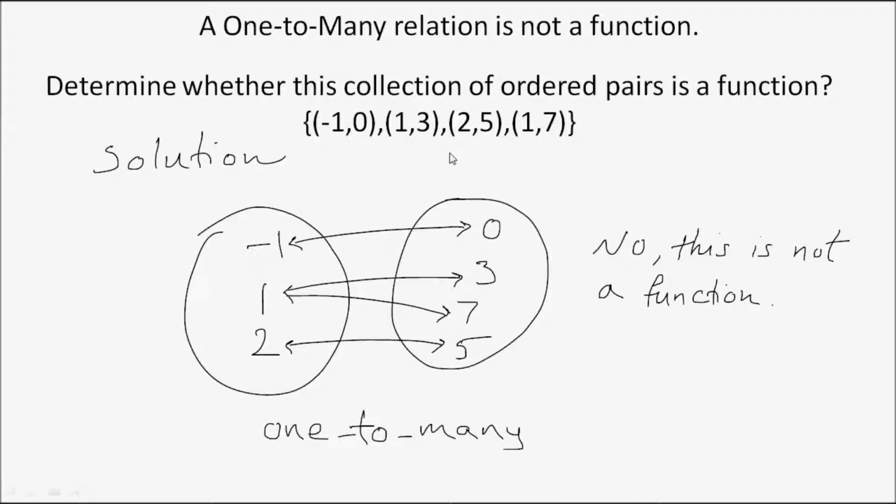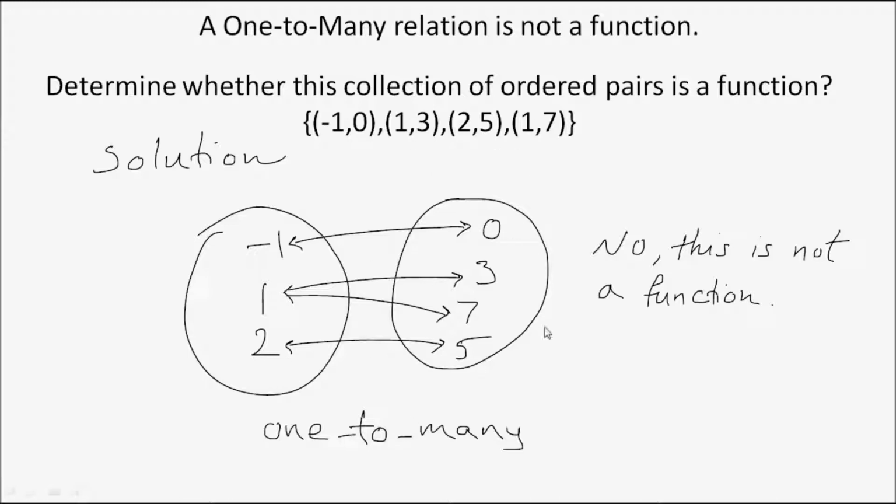The easiest way of solving this problem is drawing the association diagram. So first you find the domain. The domain is -1, 1, and 2. 1 is repeated, but when you are drawing your domain, you're not going to repeat 1 because these are sets and repetition does not count. So -1, 1, and 2, you put that in the domain, and then you have 0, 3, 5, and 7.